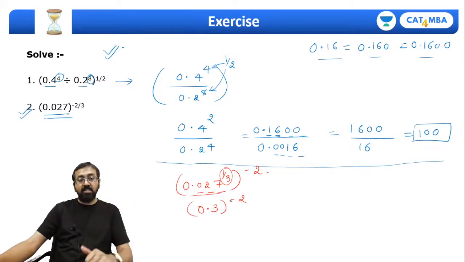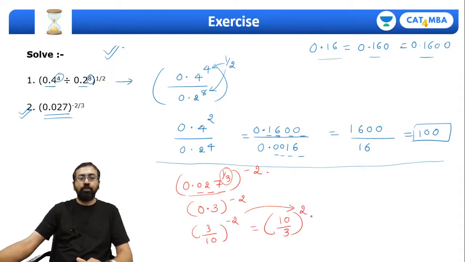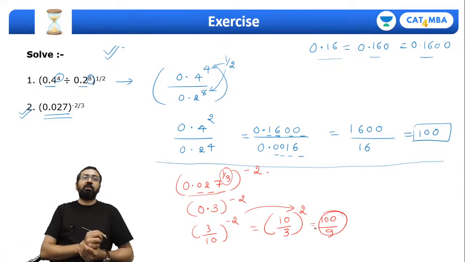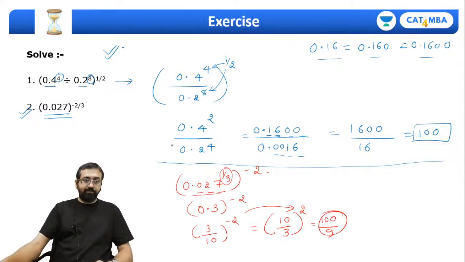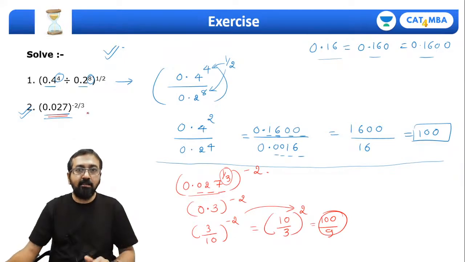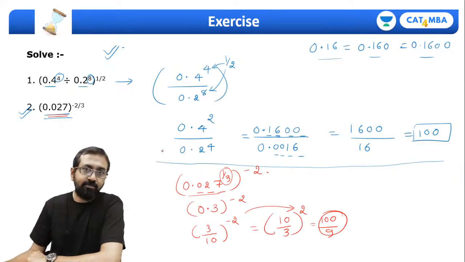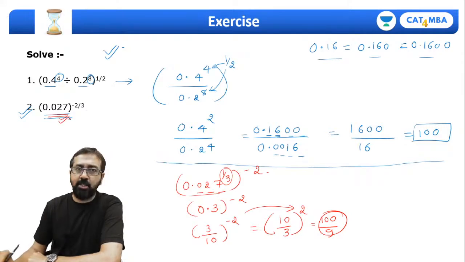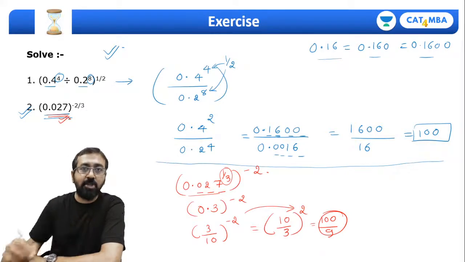Correct. Now since there is a negative sign, we'll convert this to a fraction. 3 by 10 whole raised to minus 2. Let's take the reciprocal of the number, 10 by 3. So the power sign will be changed. Minus 2 will become plus 2, and this is nothing but 100 by 9. So this is how you had to simplify this. So 0.027 whole raised to minus 2 by 3 is nothing but 100 by 9. Have you all understood this? Yes, this is again a slightly tricky question, but not very difficult, because we have tackled many such questions.